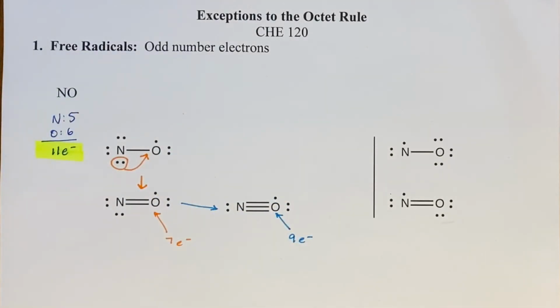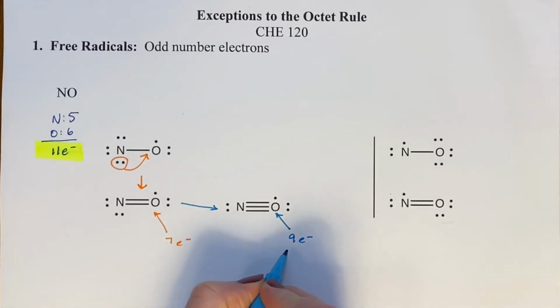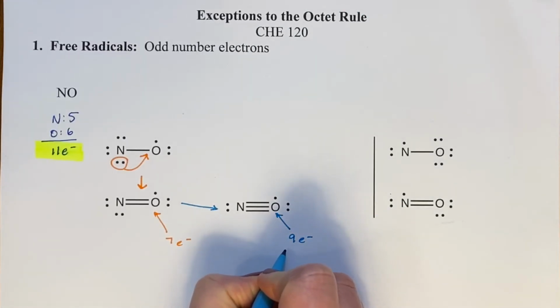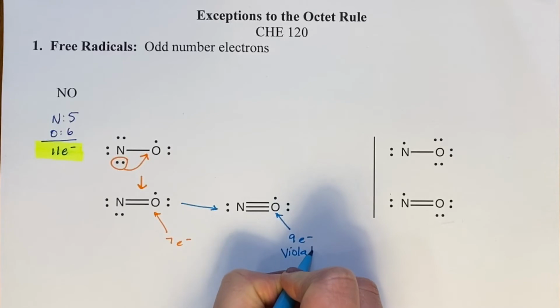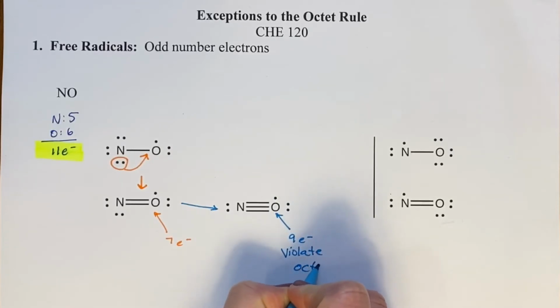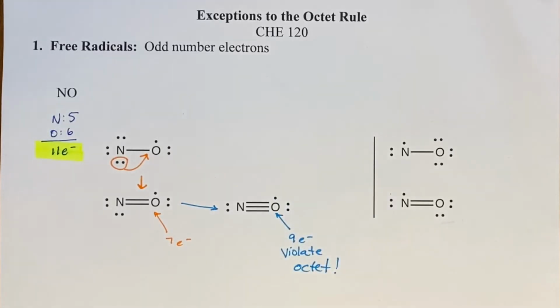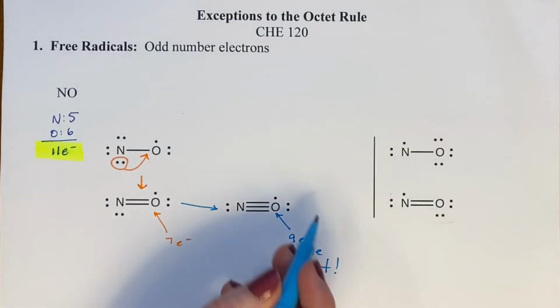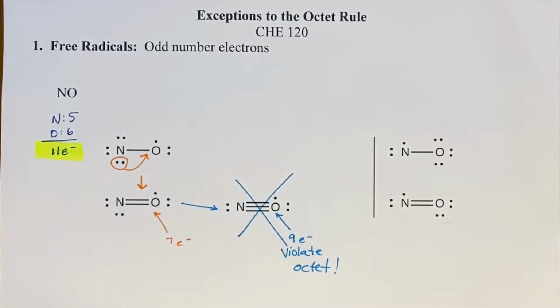Because oxygen is forming these bonds with orbitals from the second shell, the 2s and the 2p orbitals, which are the orbitals in its valence shell, those orbitals only hold up to 8 electrons. So the oxygen simply cannot hold 9 electrons, and this is going to violate its octet. The oxygen simply doesn't have the orbitals to accommodate that number of electrons, so this is not a valid Lewis structure.